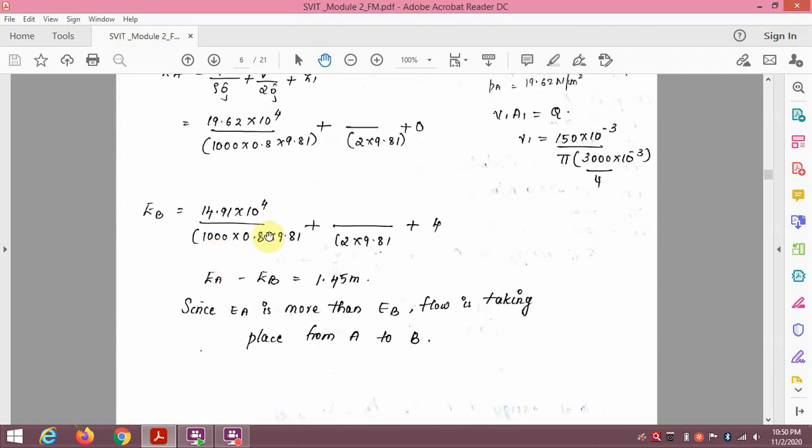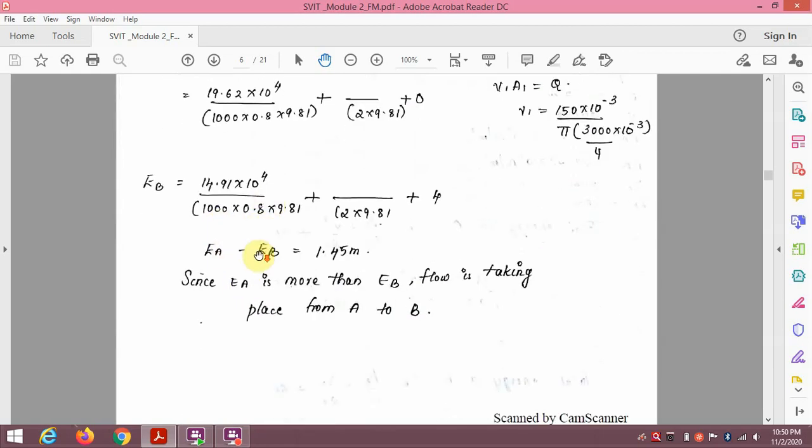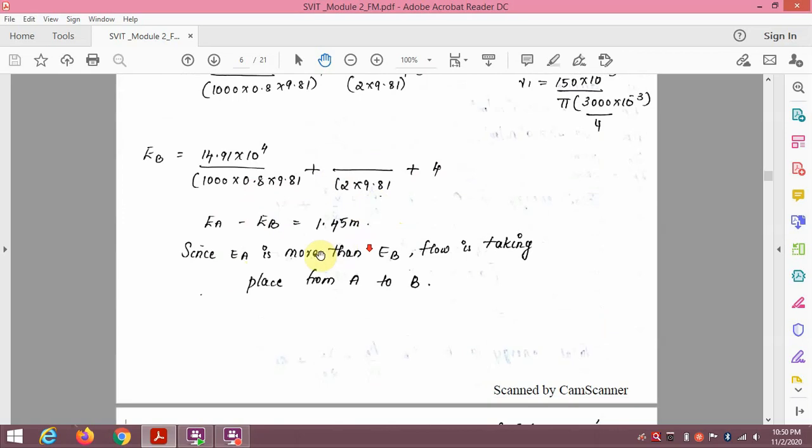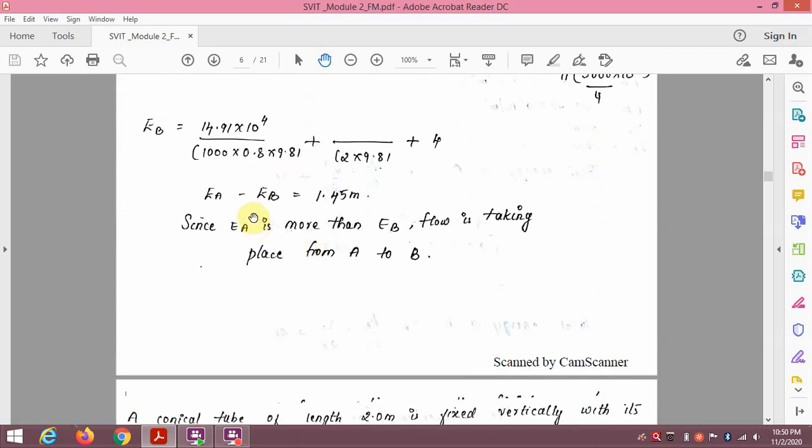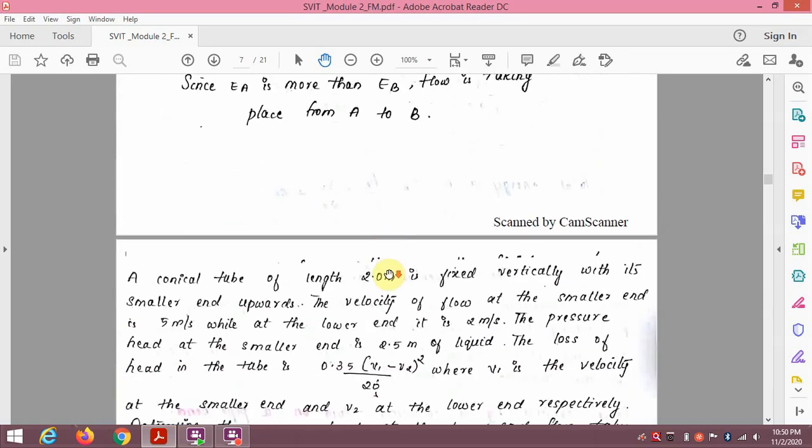Then EB is equal to 14.91 into 10 raised to 4 divided by 1000 into 0.8 into 9.81 plus V2 square divided by 2 into 9.81 plus 5. So EA minus EB is equal to 1.45 meters. Since EA is more than EB, the flow is taking place from A to B.